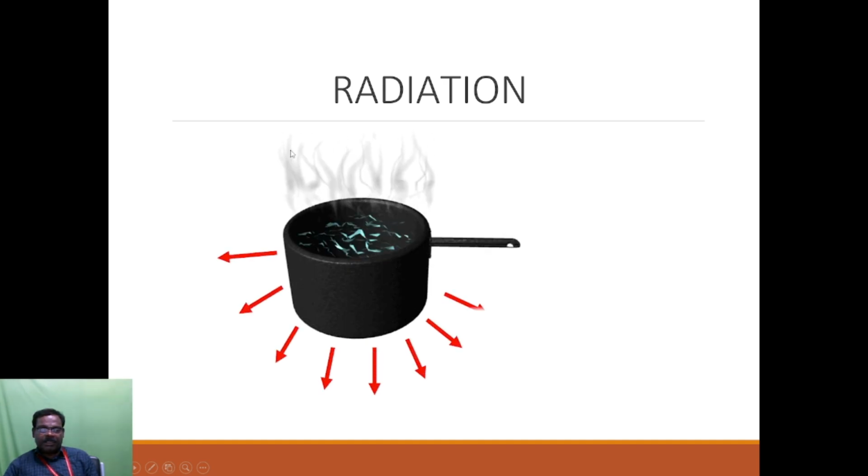Stefan-Boltzmann constant. This is an example for radiation. It's a pan, and inside the pan, iron is melted. Suppose you are 1 meter away from this device. What happens? You can feel some heat waves.